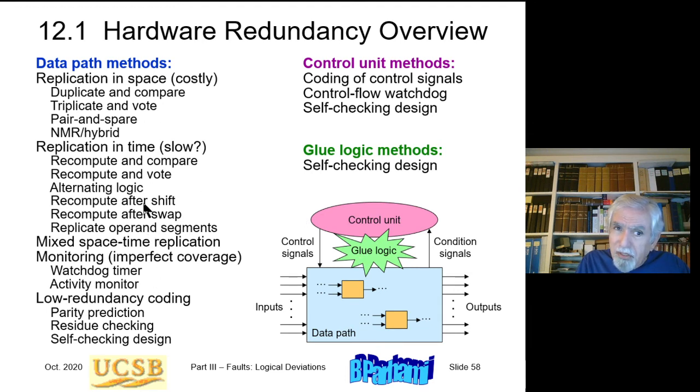So data paths are easier to check. We have a whole bunch of methods: replication in space, replication in time, and we discussed these before. Mixed space-time replication, I'll show you an example of that. Monitoring, but monitoring will have imperfect coverage. And also low redundancy coding. Okay, so the main point from this slide is that data paths present less of a problem in detecting and masking faults. Control units and glue logic are much more difficult to deal with.